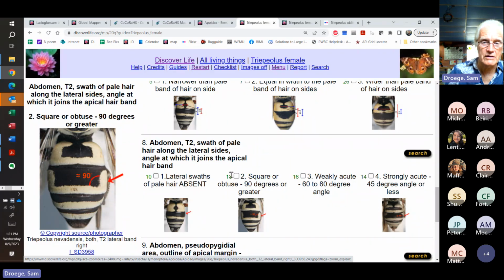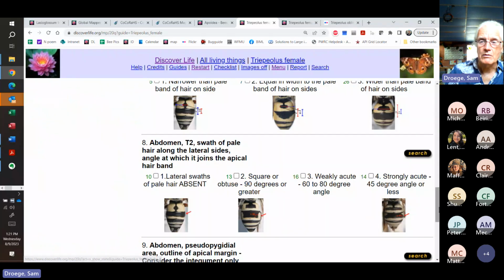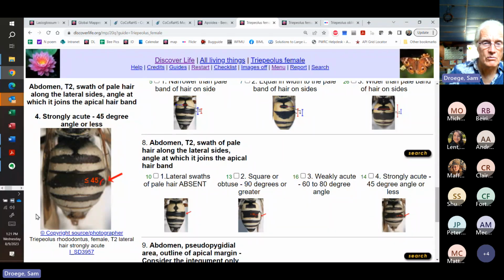So it's greater than 90 degrees. And so if you have that, you would score it for there. We sadly don't have a weakly acute angle demonstrated, but it's defined by a set of degrees, so 60 to 80 degree angle. And we'll illustrate that here with the last one, strongly acute.